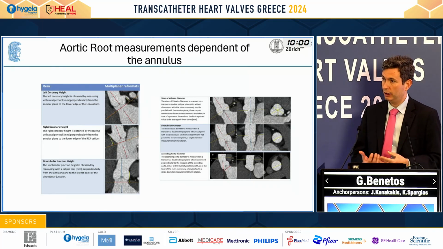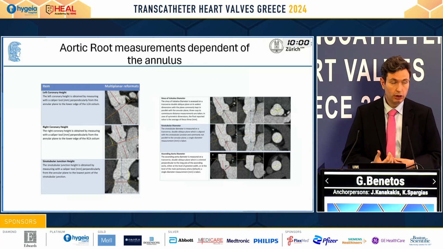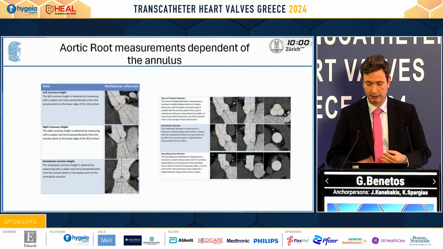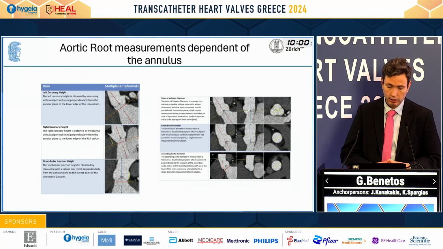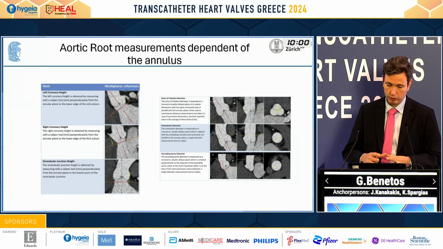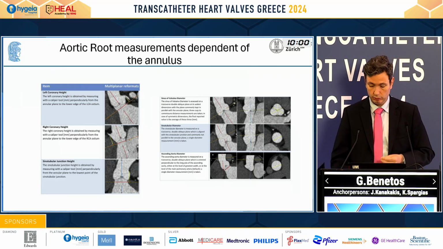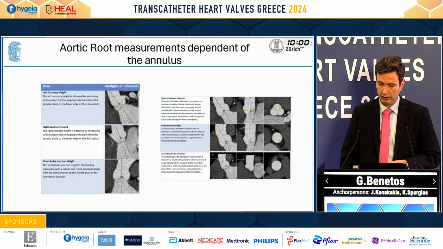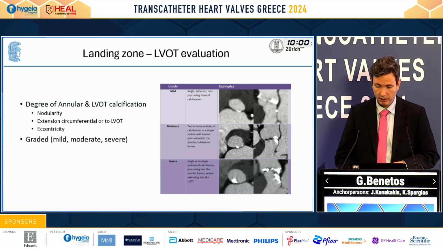After we measure the annulus, we have the annulus-dependent aortic measurements, which are the left and right coronary heights, which we want to be more than 10 millimeters in order to be safe and exclude any coronary obstruction. The sinotubular junction height: in this case we also measure the height of the sinuses, and we want it to be more than 20 in order to be safe for our TAVI implantation. Then sinus of Valsalva diameter, sinotubular diameter, and ascending aorta diameter.